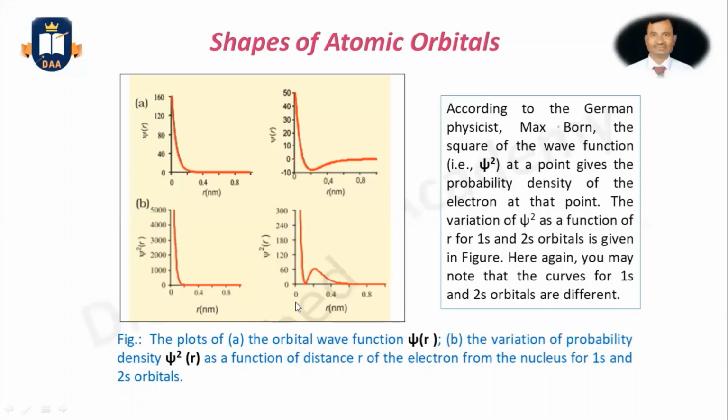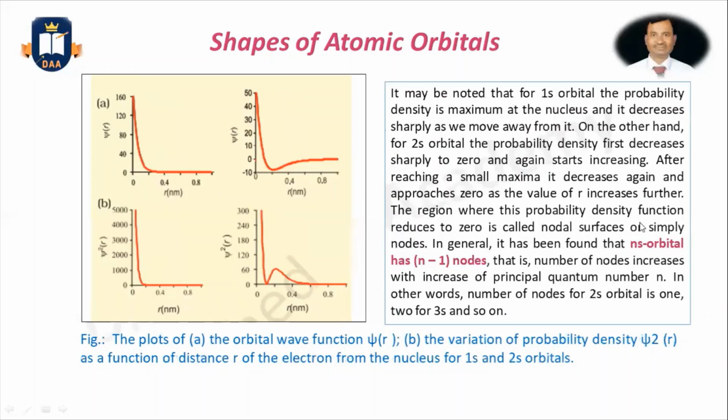2s orbital means the principal quantum number is 2. And in that case, we find 1 node. That means 2 minus 1 is equal to 1. Here it is clearly mentioned that for the ns orbital, the orbital has n minus 1 nodes. And for 2s, how many nodes will it be? 2 minus 1, 1 node. So we found 1 node. So similarly, for the 3s orbital, how many nodes will we get? Yes, 3 minus 1 is equal to 2, and so on.